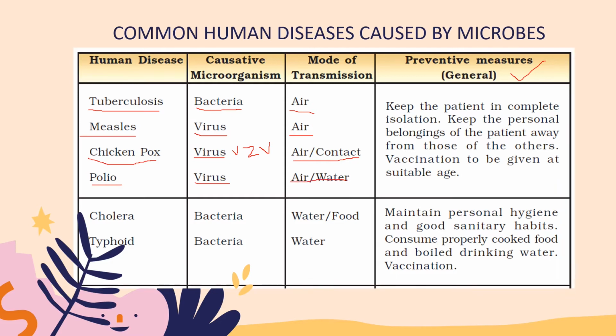Now, what are the general preventive measures for these diseases? The first one is we need to keep the person in isolation. We need to keep the personal belongings of the patient away from another healthy person, and vaccination has to be given at a suitable stage. So we have been vaccinated for these 4 diseases.